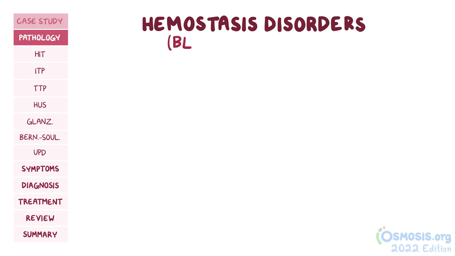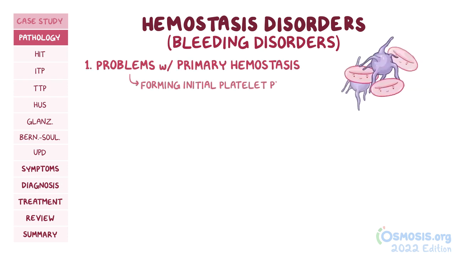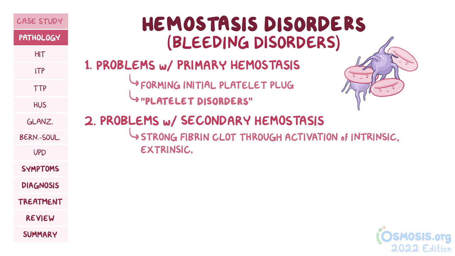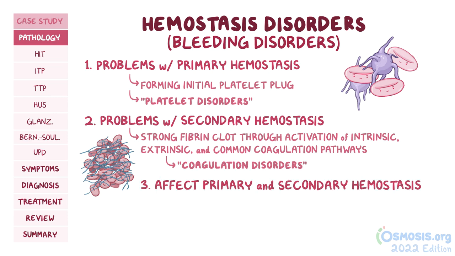Hemostasis disorders, also known as bleeding disorders, can be broadly divided into 3 groups. The first includes problems with primary hemostasis, which is when there's a problem forming the initial platelet plug, and so they're referred to as platelet disorders. Now, the second group includes problems with secondary hemostasis, which is making a strong fibrin clot through activation of the intrinsic, extrinsic, and common coagulation pathways, and are also known as coagulation disorders. And the last group includes disorders that affect both primary and secondary hemostasis, and are known as mixed platelet and coagulation disorders.